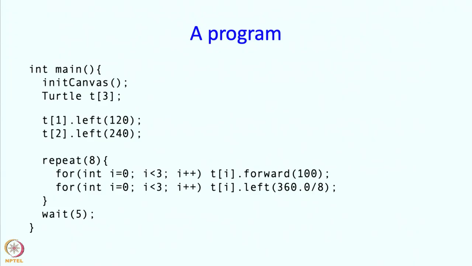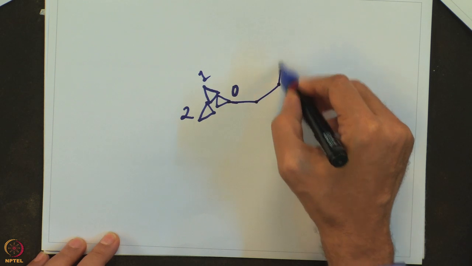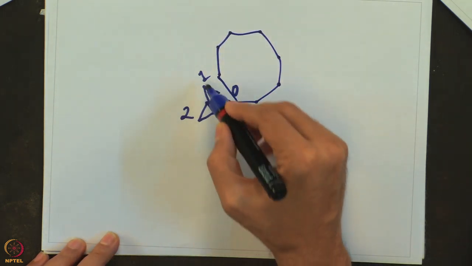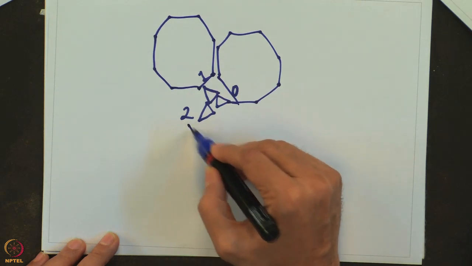Next, I have a repeat statement. But the repeat statement is a little bit complicated because inside it there is a for loop. So inside I am going to do something for every turtle. For every turtle I am going to do the same thing, forward 100 and left 360 upon 8. You remember what this does? If this had been just forward 100 and left 360 upon 8, this would have been drawing an octagon with side length 100. So effectively each turtle is going to draw an octagon, but this turtle is pointing in this direction, so it is going to draw an octagon which looks something like this. This turtle is going to draw an octagon which looks something like this. And this turtle is going to draw an octagon which looks something like this.